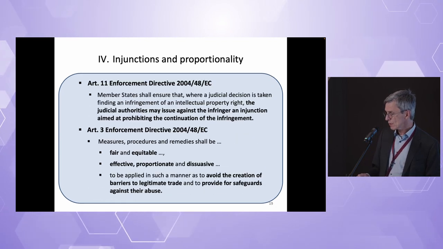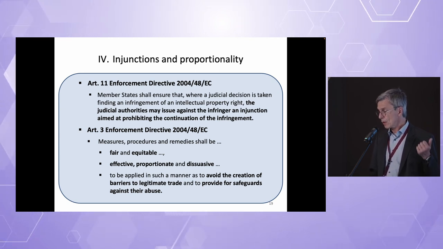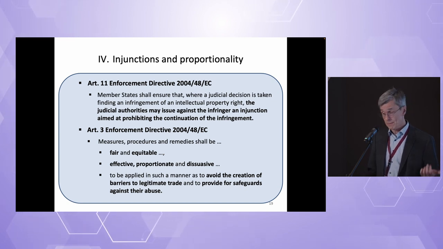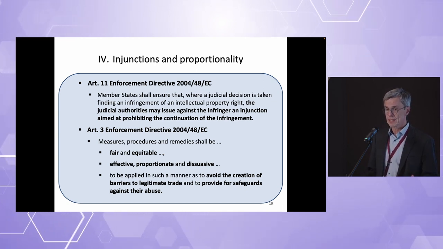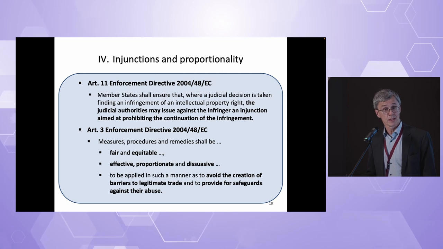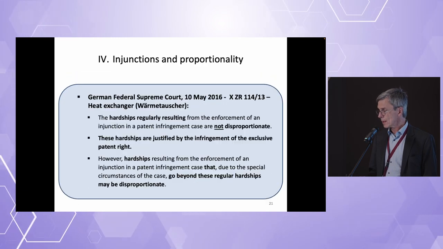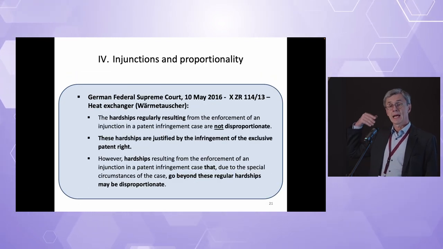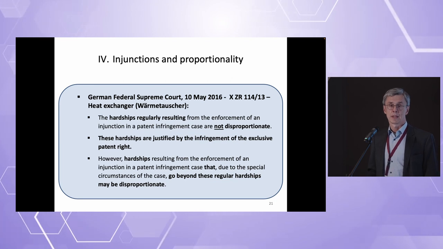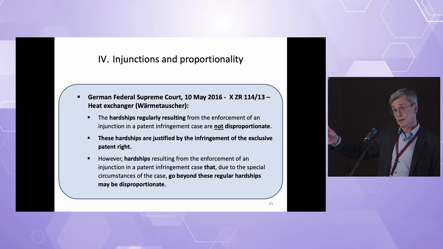Just go back to the Enforcement Directive. It tells you that measures, and an injunction is a measure, shall also be effective, proportionate, and dissuasive. So only in that regard, it is effective and dissuasive when, once the court found there's infringement, normally an injunction follows. So in what situation is it disproportionate? It is when an extra hardship comes on top of the normal hardship. That can make the situation disproportionate.